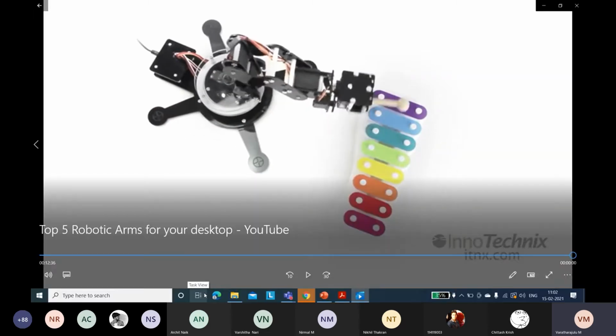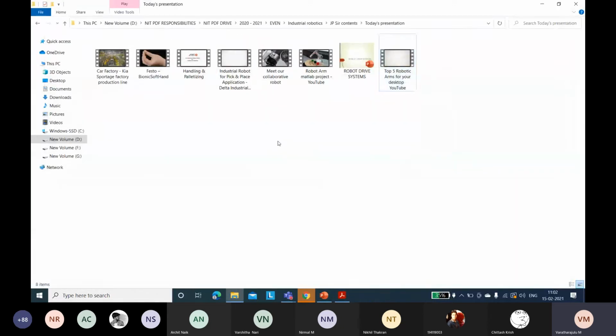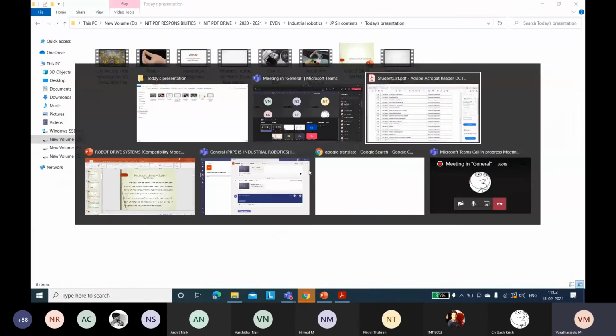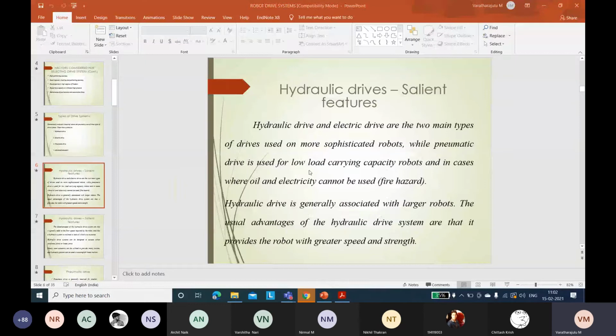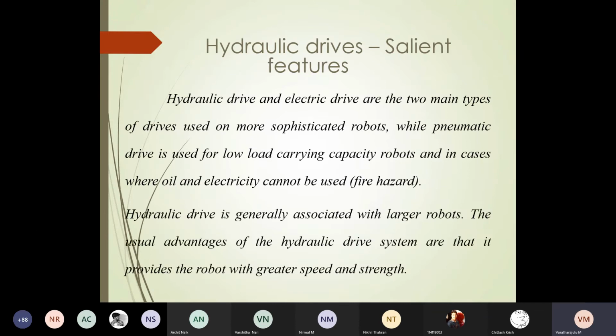See how a robot can be even trying to play the... and again come back to the slides which disseminates the robotic drives.